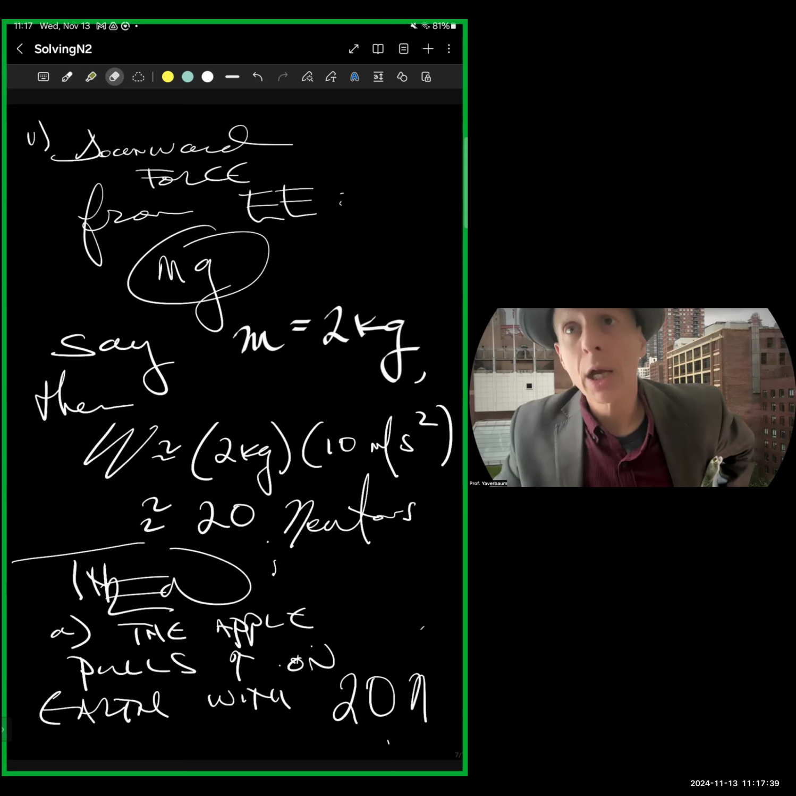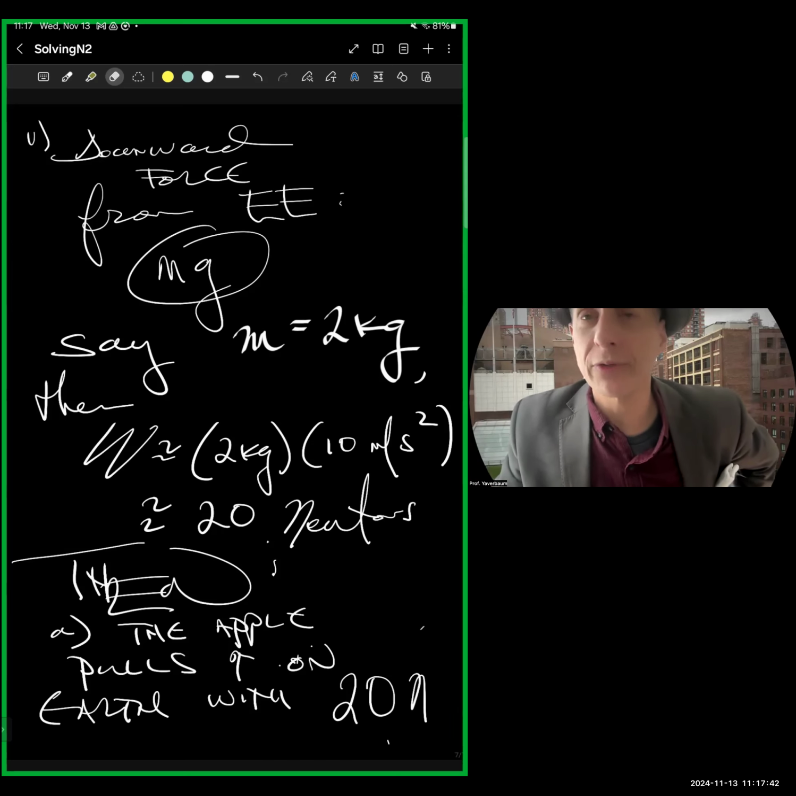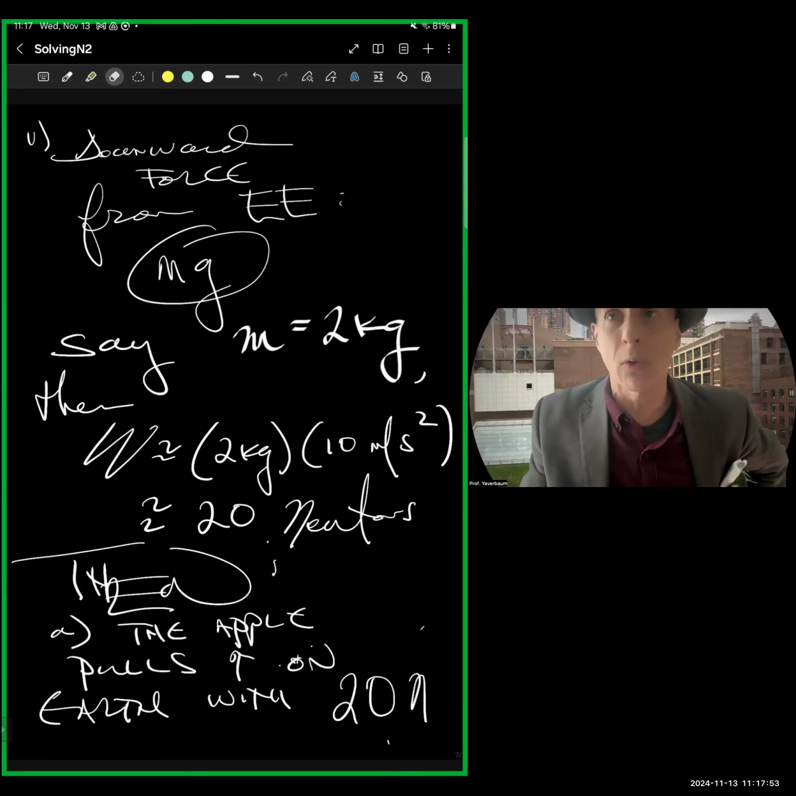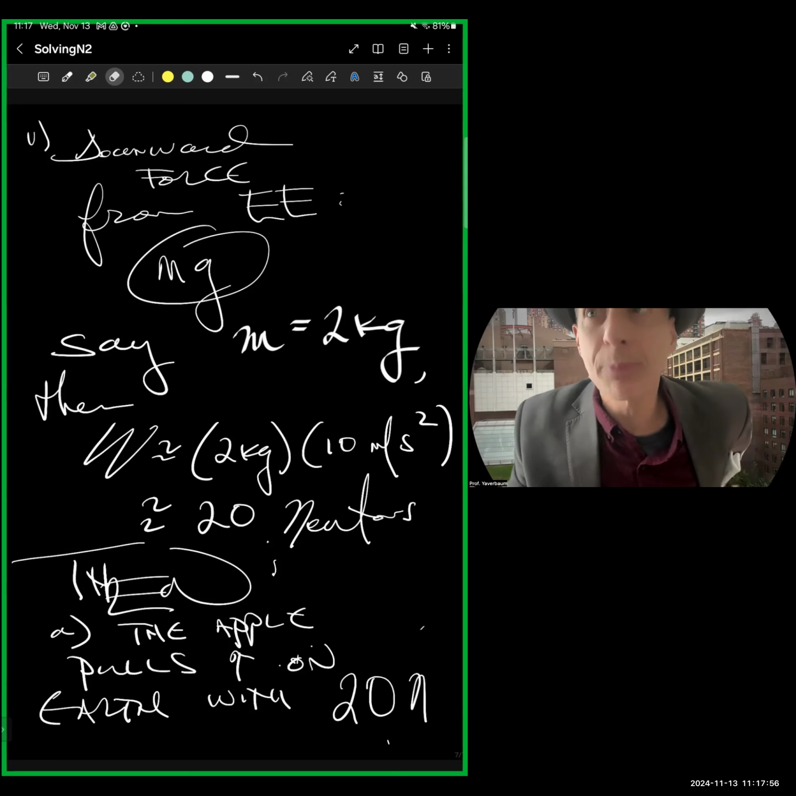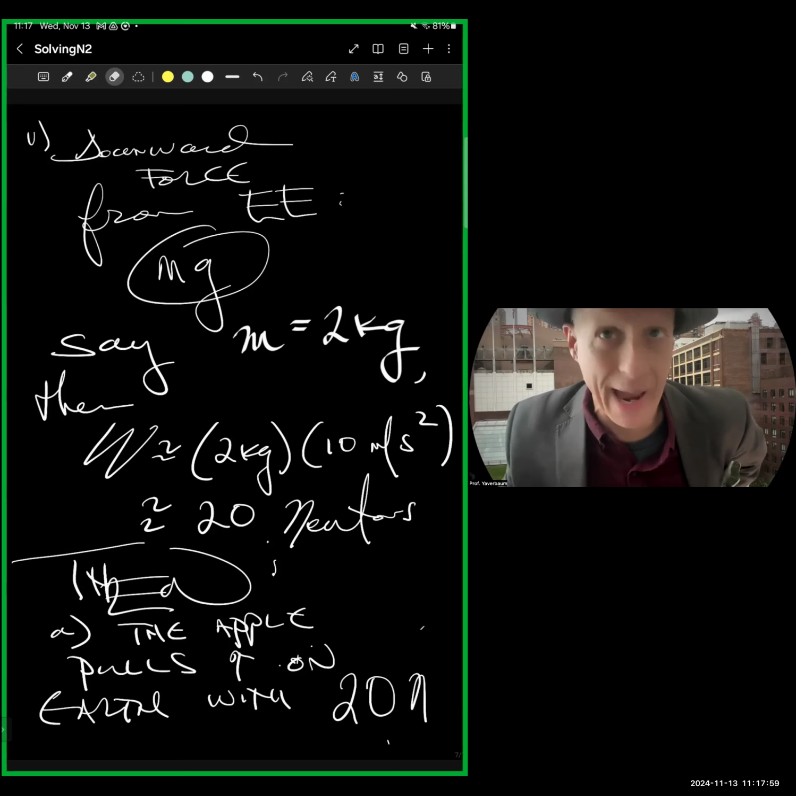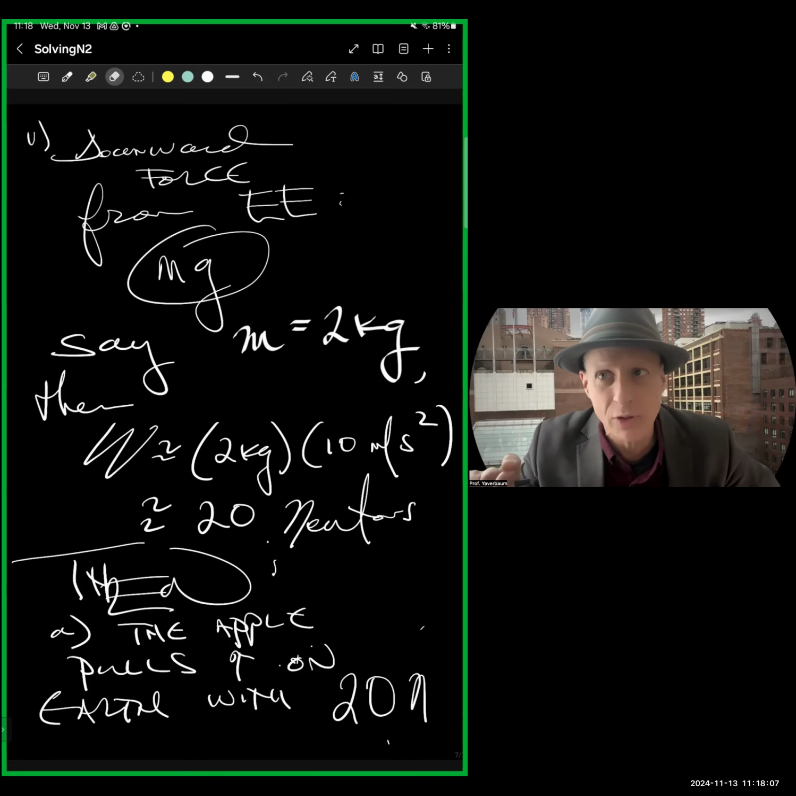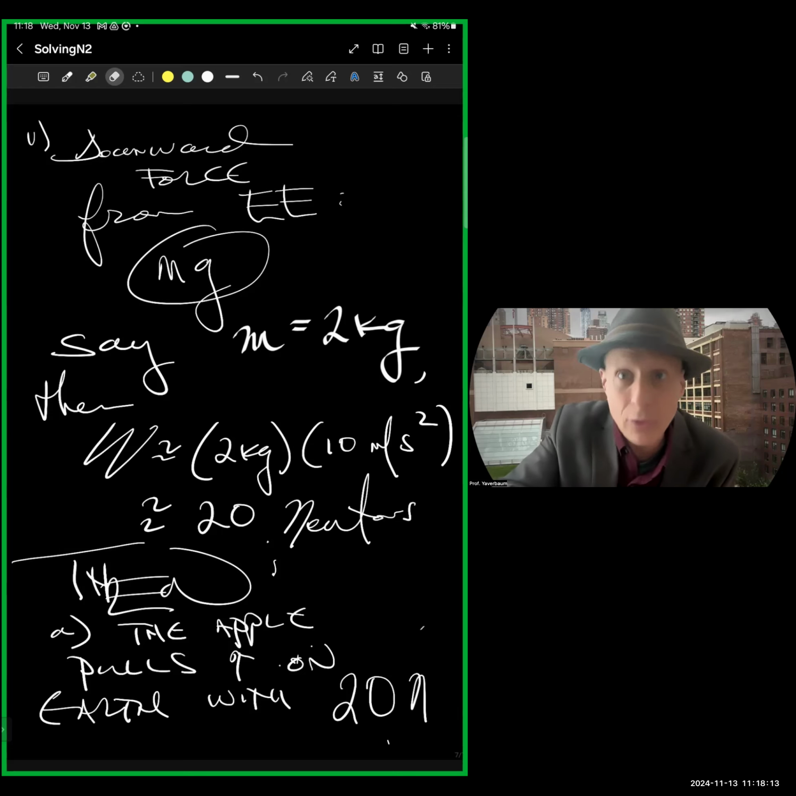F net equals ma. Pulling the earth with a force of 20 newtons, that's exactly 20 newtons. But the earth is so massive that even if this were the only apple on the whole earth pulling the earth up with a force of 20 newtons, the whole earth has a mass of like 6.4 times 10 to the 24th kilograms. So F equals ma, if you divide by its whole mass, the acceleration in response would be very, very tiny. I'm getting off the topic, but I just want to make clear that Newton's third law is not only about opposite directions, but also about equal magnitude.